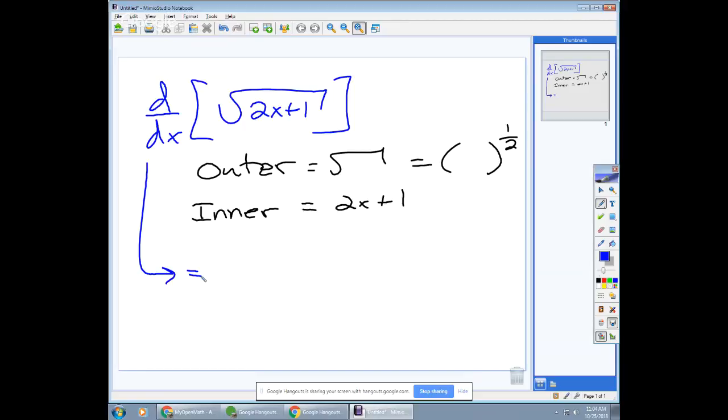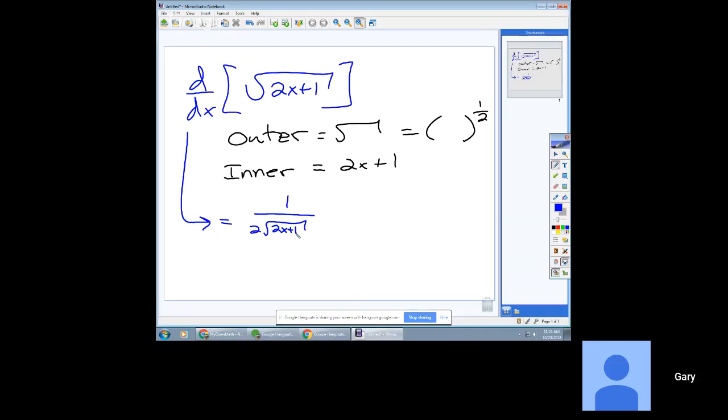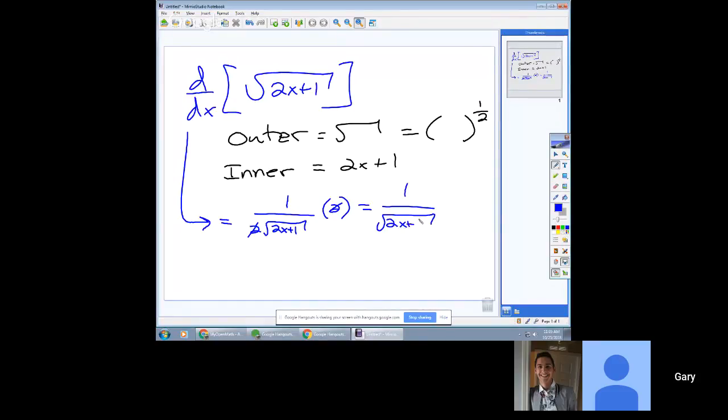So I remember that the derivative of the square root is 1 over 2 times the square root. It's stuck in my brain. And then I can just plug in the inner function and then multiply by the derivative of the inner function. So cleaning that up, this 2 goes into that 2, right? So I just get 1 over the square root of 2x plus 1.